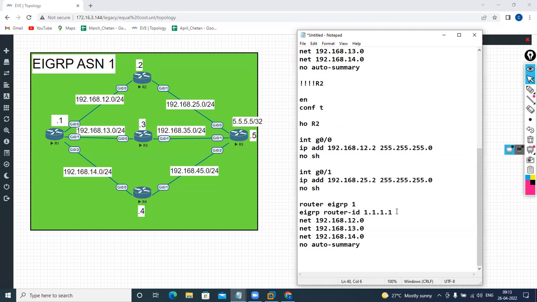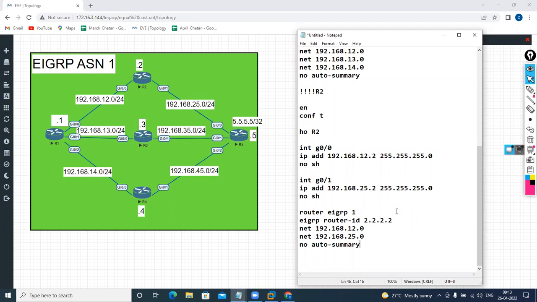So enable EIGRP. Tomorrow one more task for you guys, I'll let you know at the end of the class. So we have 12.0, and we need to enable 25.0. No auto-summary. So this is the configuration of R2.